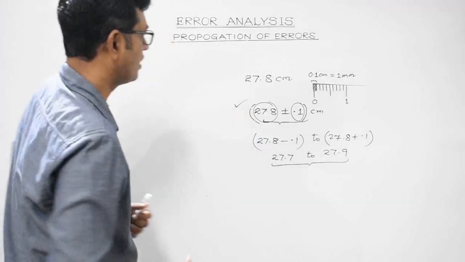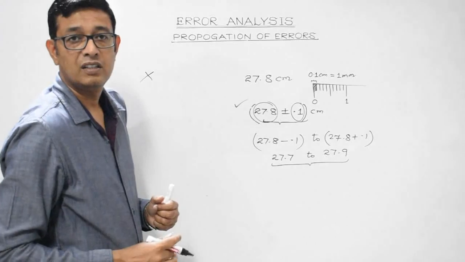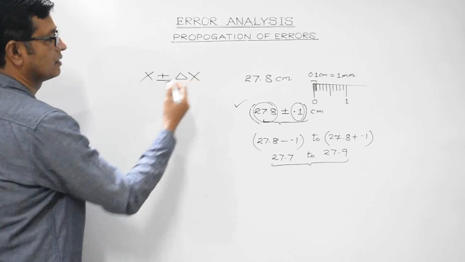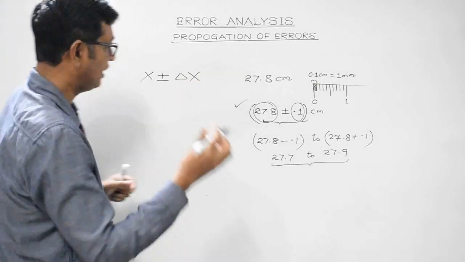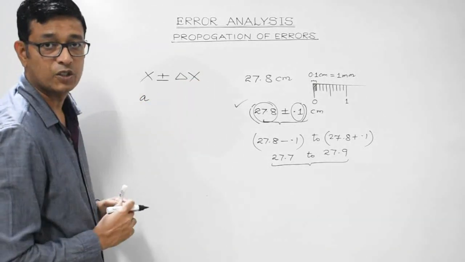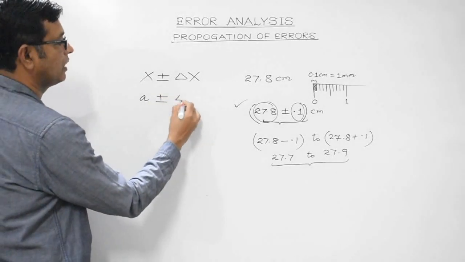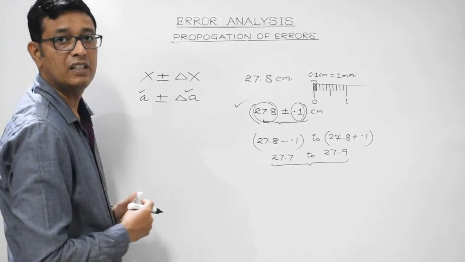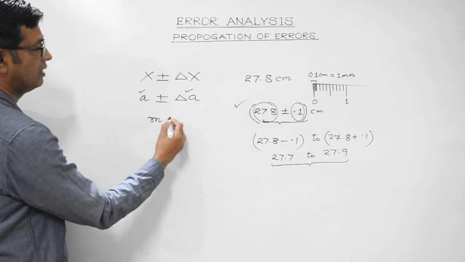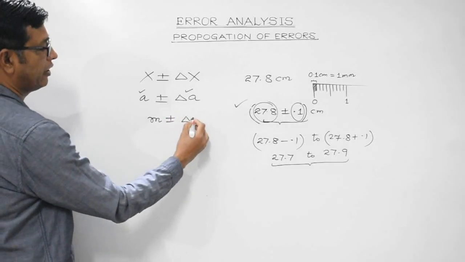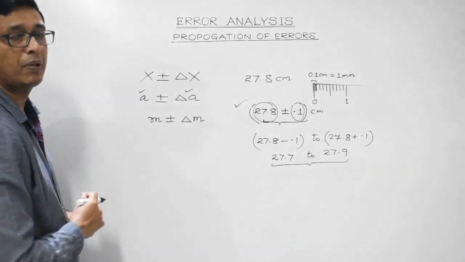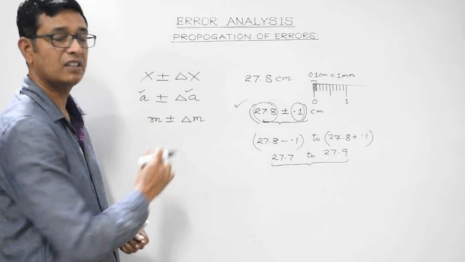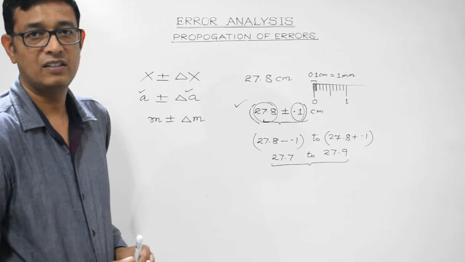So any physical quantity, suppose it is x, in terms of absolute error, will be represented like this: x plus minus del x. If it is a, then it is expressed as a plus minus del a. This is the true value and this is the absolute error. In case it is m, then the appropriate way of representing it is m plus minus del m. So this represents its true value, and this represents its absolute error, right?